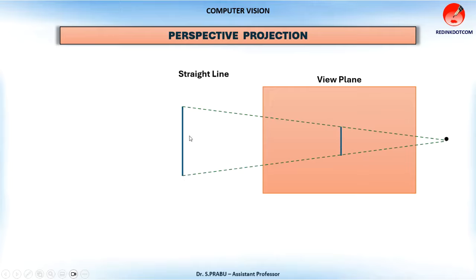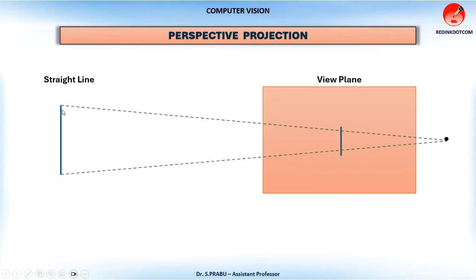It means this object can be placed some distance from this view plane. If the object is close to the view plane, you can get a bigger image. Now I try to move this straight line some distance and again create the projector lines from these edges to the center of projection.